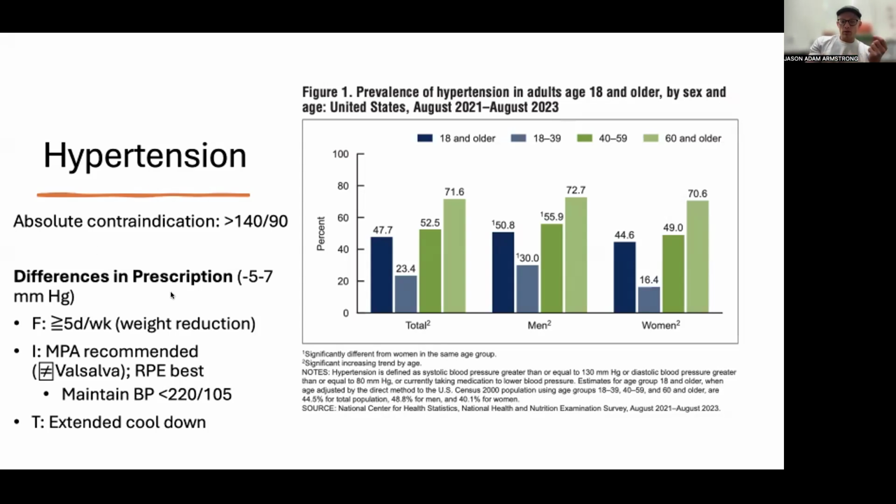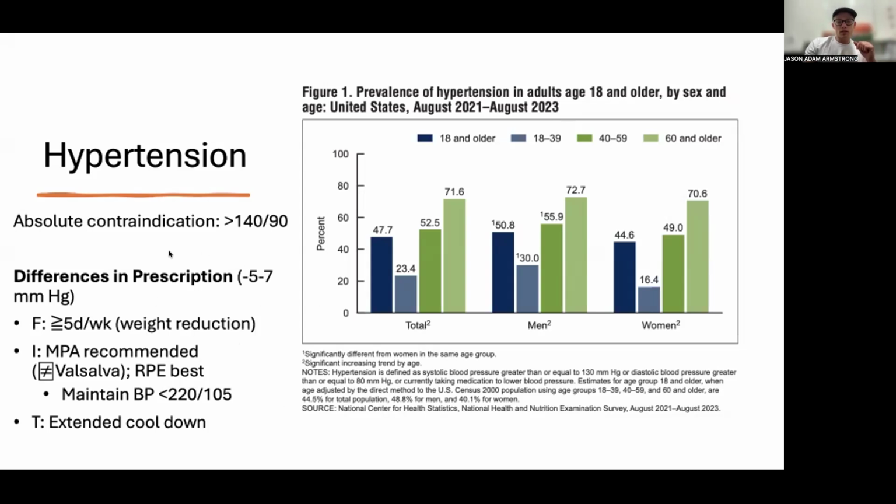So what can I expect with then exercise? I could expect a 5 to 7 millimeter of mercury decrease in my blood pressure with regular exercise. And that's predominantly looking at aerobic exercise, but we do see decreases with resistance exercise as well. Now, if you compare that to pharmacologic interventions, you're looking at like 8 to 15 millimeters of mercury decrease. So slightly greater with pharmacologic interventions as compared to an exercise intervention.